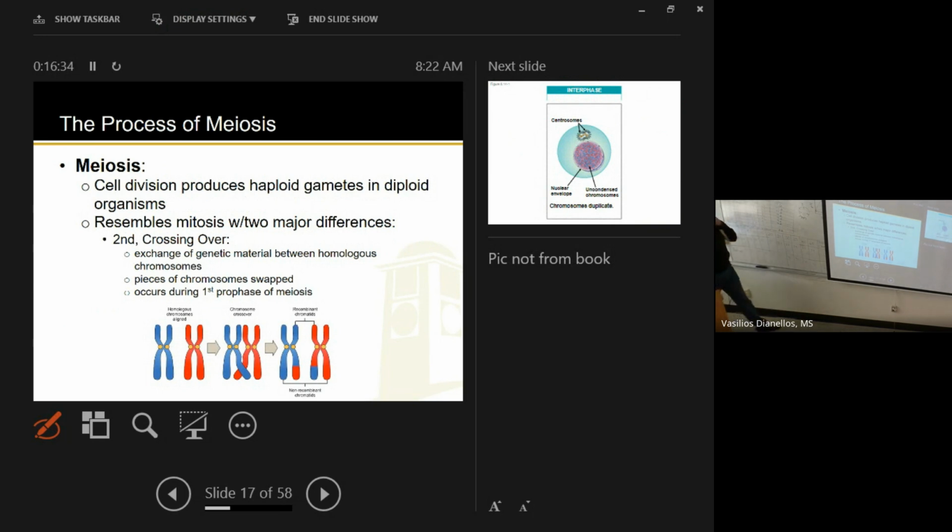But crossing over, what is crossing over? It is the exchange of genetic material between homologous chromosomes. So what happens is, again, you've got a chromosome from your mom and a chromosome from your dad. And during this process of meiosis, they get really close to each other. And when they do that, they literally swap chunks.